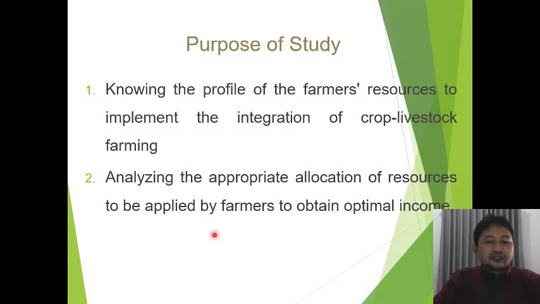So to solve that problem, our study focuses on this purpose. Firstly, we want to know the profile of the farmers' resources to implement the integration of crop and livestock farming. And secondly, we want to analyze the appropriate allocation of resources to be applied by farmers to obtain optimal income.